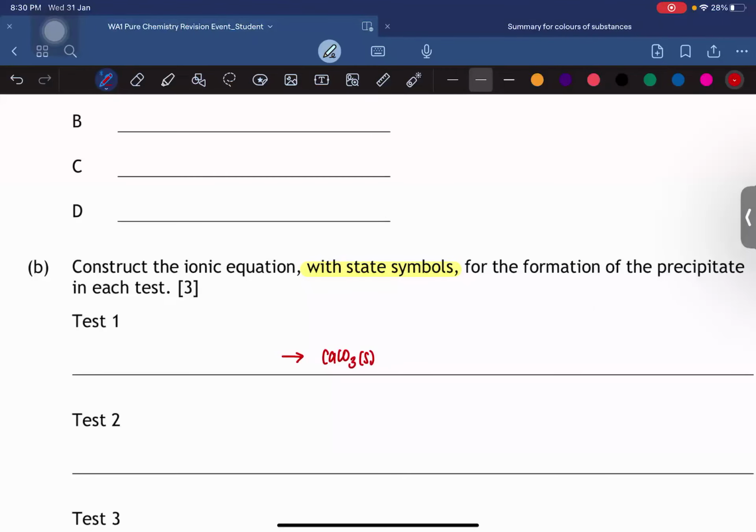What are the ions that form calcium carbonate? Ca2+, as well as carbonate, CO32-.